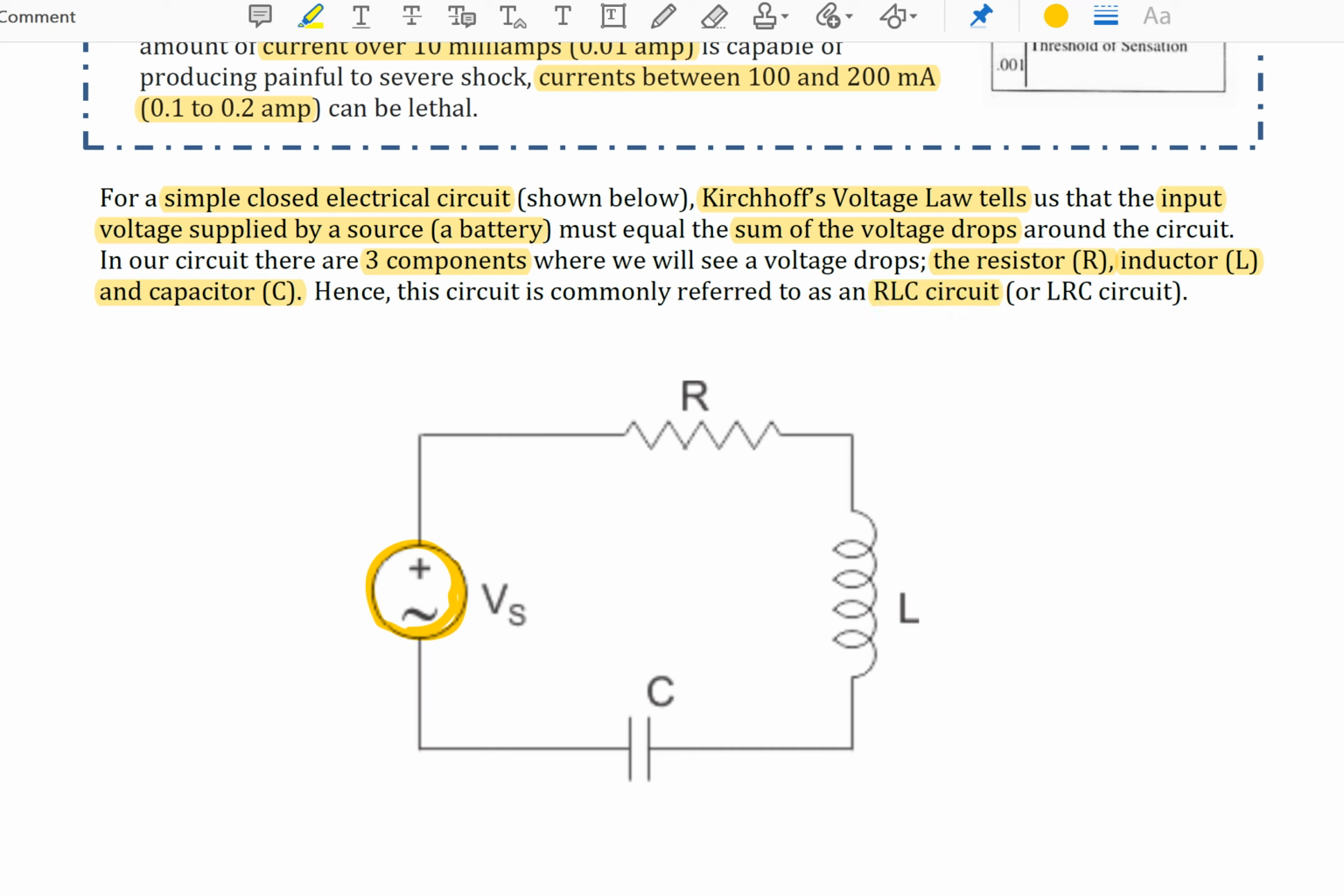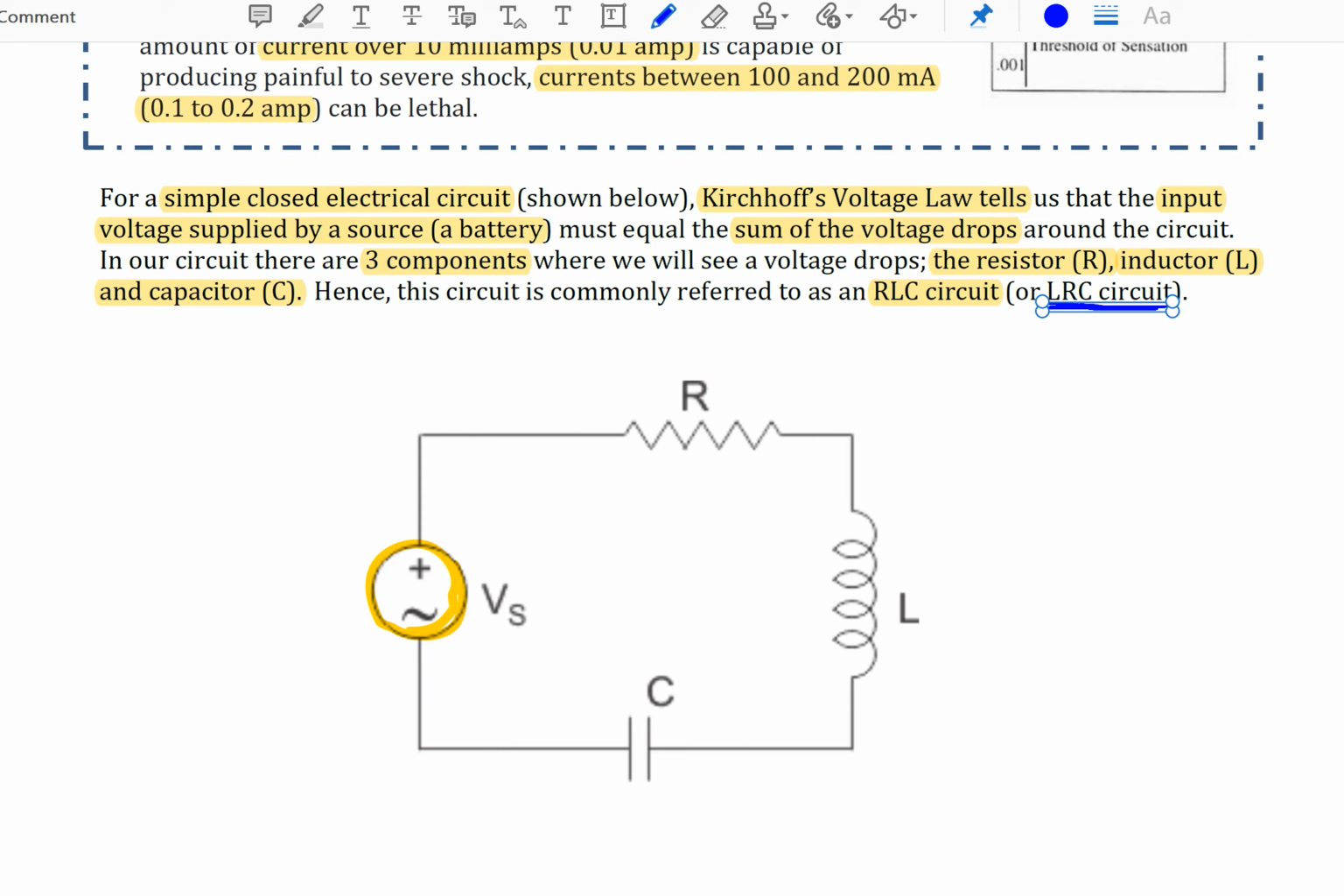Hence, the circuit is commonly referred to as an RLC circuit. However, in our textbook, our author has referred to this as an LRC circuit. He has just changed the order of the letters. And this is for helping to remember how to write your differential equation that'll model how current is flowing through this circuit.